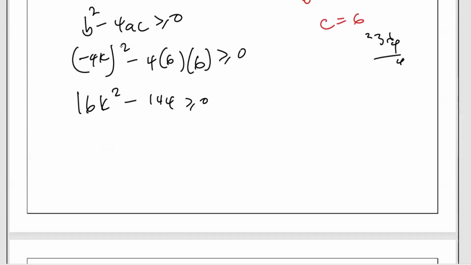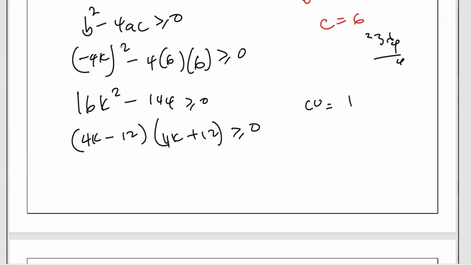Then I can use the difference of two squares, meaning that I have 4k minus 12, and then 4k plus 12 should be greater or equal to 0. So the first one, for the critical values, I'll have k being 12 over 4, which is 3.